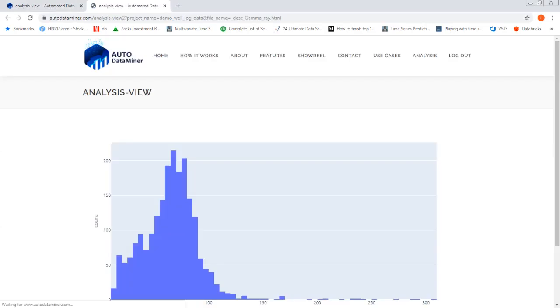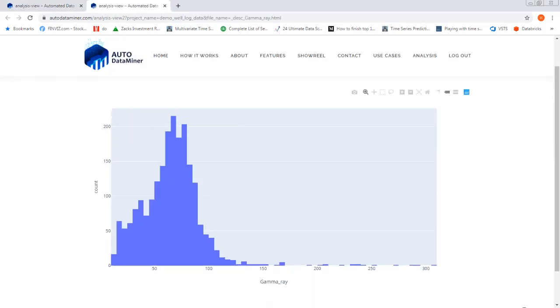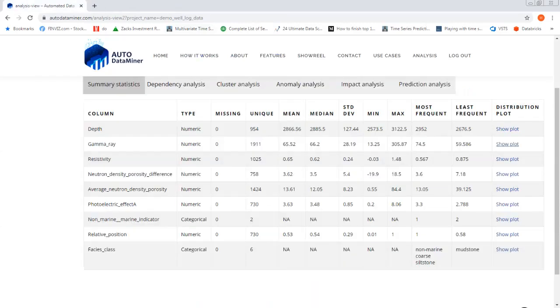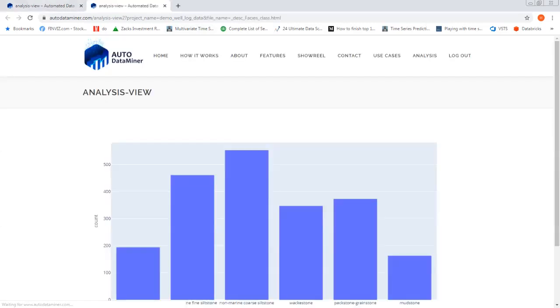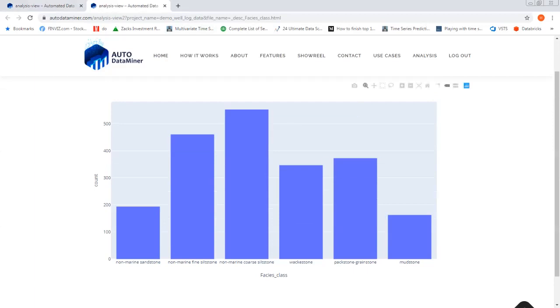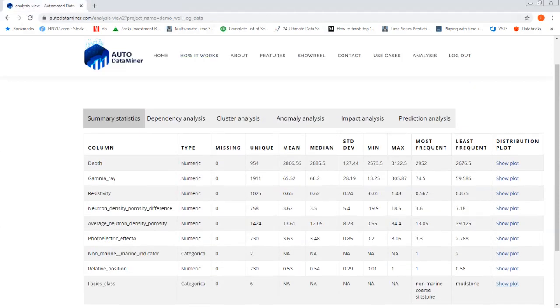Another one is gamma ray. If I click on gamma ray, you see the distribution of gamma ray in the records that I had. Or another one, for example, Facies class. If I click on that, you'll see I had 6 classes, like non-marine sandstone and non-marine fine siltstone. So you have very interactive visualization for each column you would like to analyze. Here we have 553 instances of this class, and here 194 instances for this class. It gives you a very deep understanding of each field in your data set.